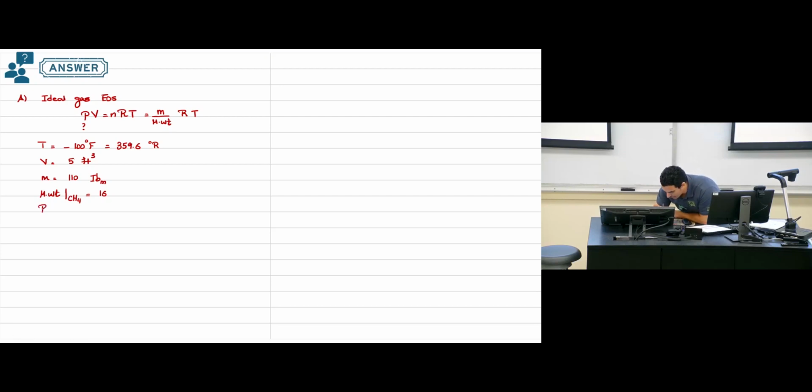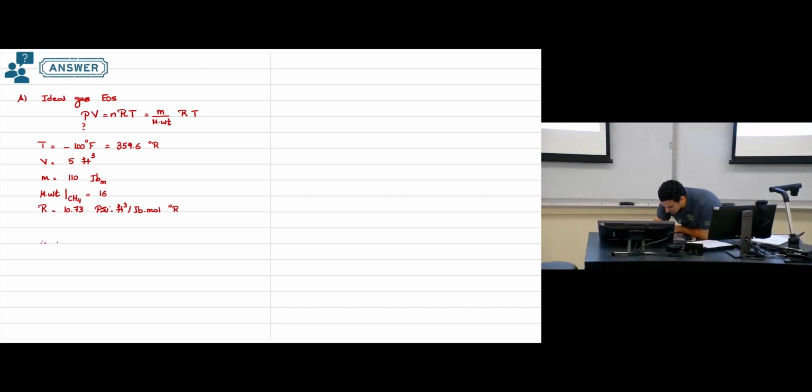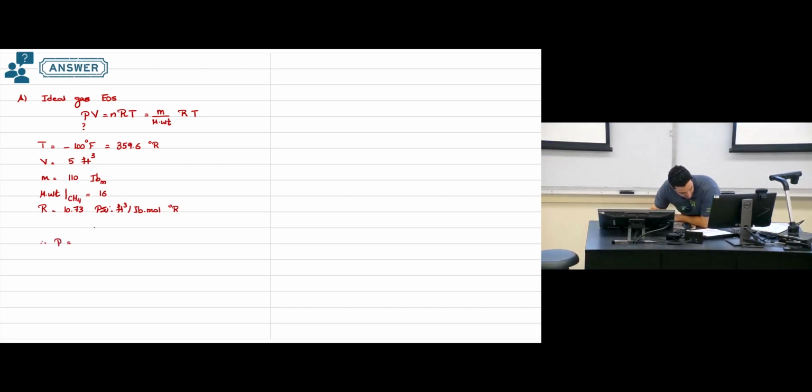The value of R that you will use to be consistent with all of these units is 10.73 psi feet cubed per pound mole Rankine. Substitute in the equation and calculate the pressure. The resulting pressure will be 5,306 psi, which is equivalent to 361 atmosphere.